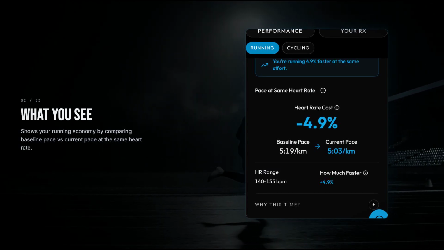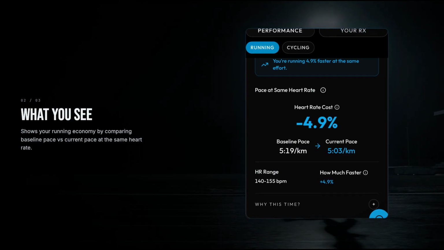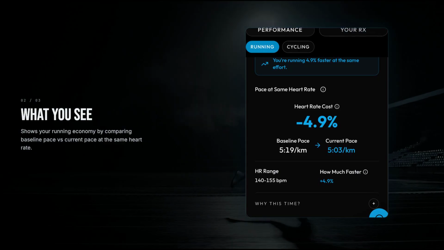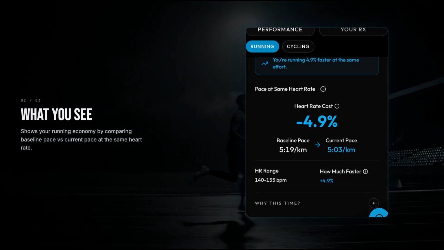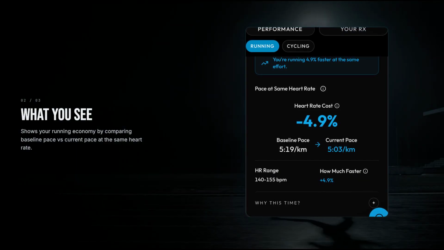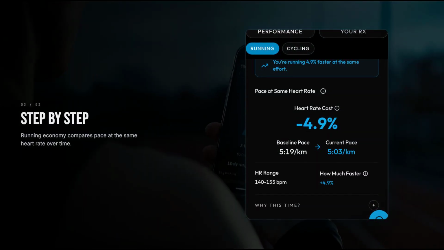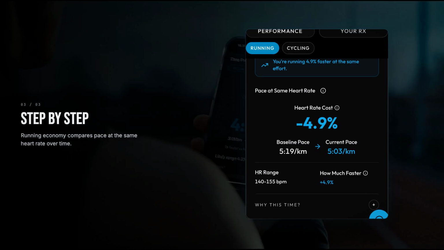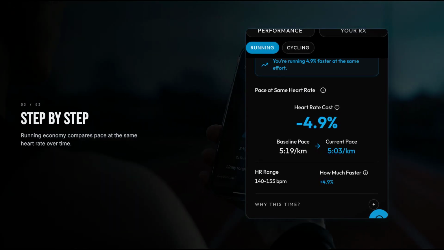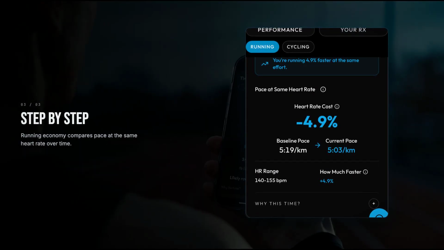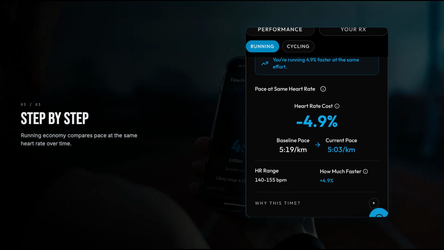Key numbers: efficiency gain percentage, HR cost change percentage, and a table of intensity levels with baseline, current, and delta values. Running economy compares pace at the same heart rate over time. The backend selects activities where the average HR falls within a matched band, default 140-155 BPM.